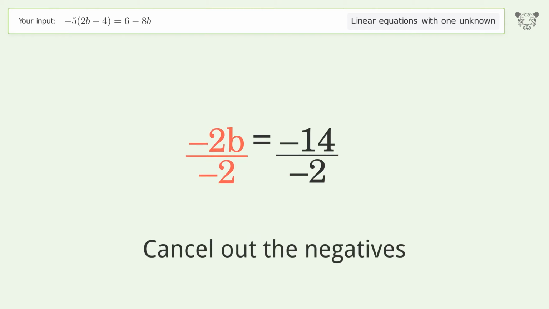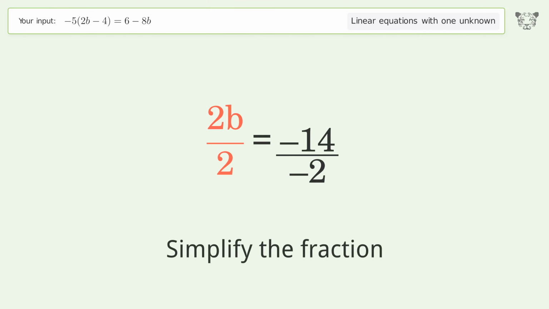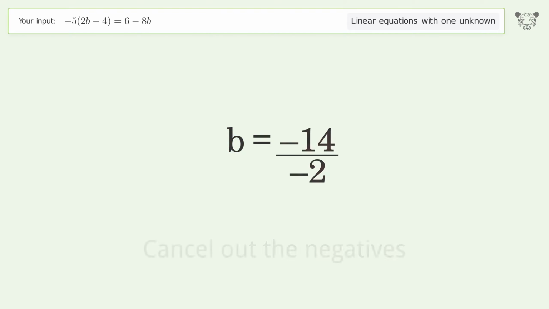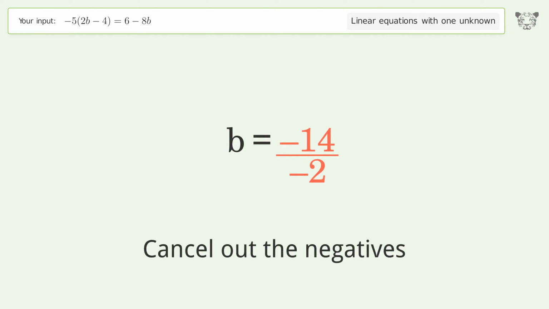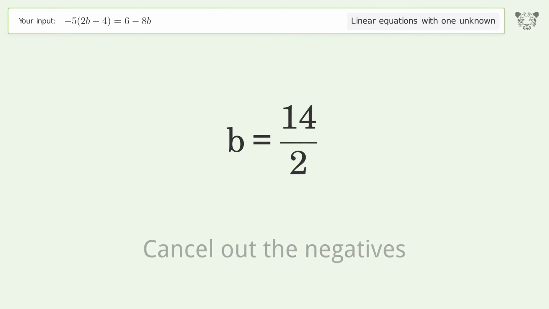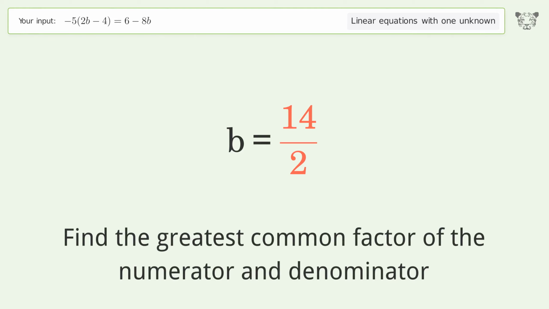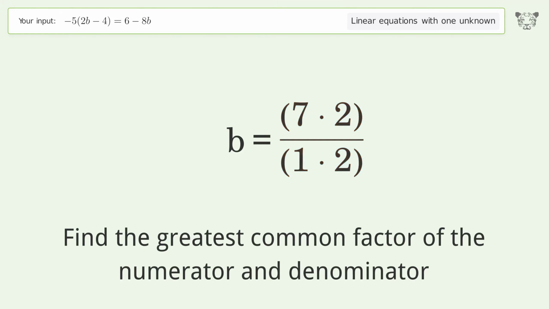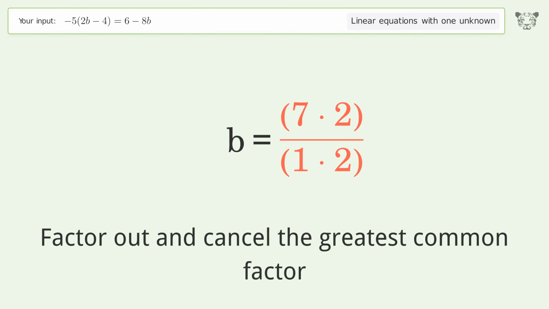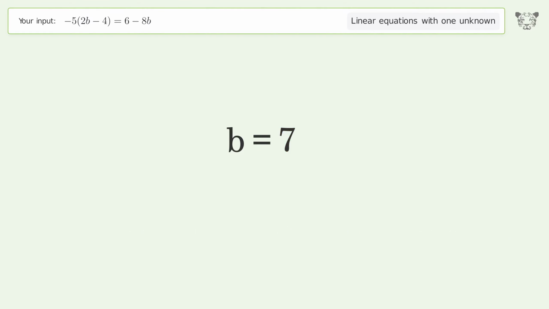Cancel out the negatives. Simplify the fraction. Cancel out the negatives. Find the greatest common factor of the numerator and denominator. Factor out and cancel the greatest common factor. And so the final result is b equals 7.